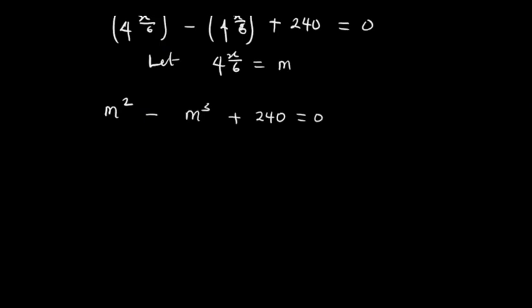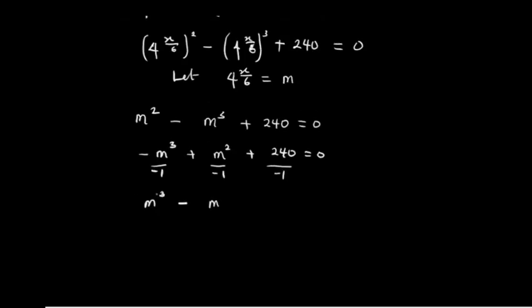So I can rearrange this equation now: negative m to the power of 3 plus m squared plus 240 is equal to 0. So now the next thing I'm going to do is divide through by negative 1. So this gives m cubed minus m squared minus 240 is equal to 0.